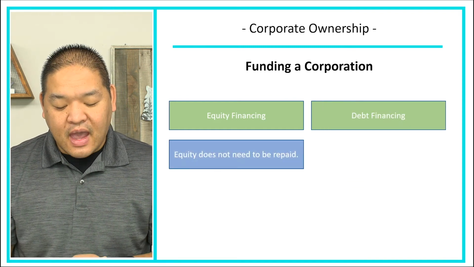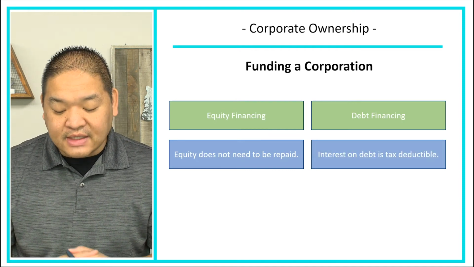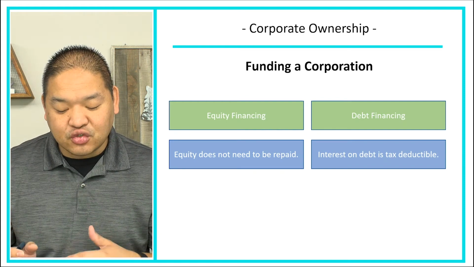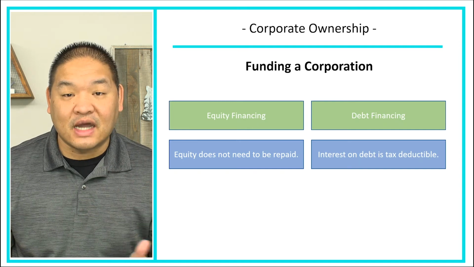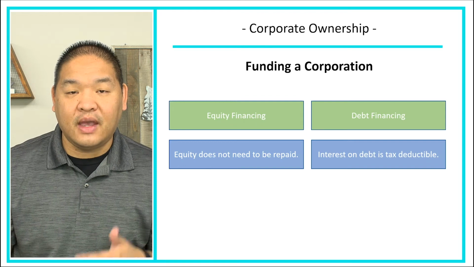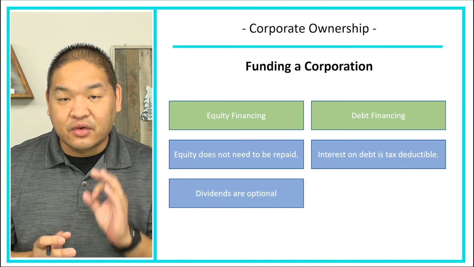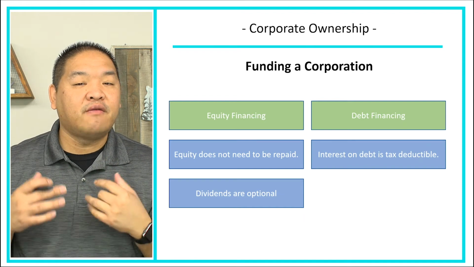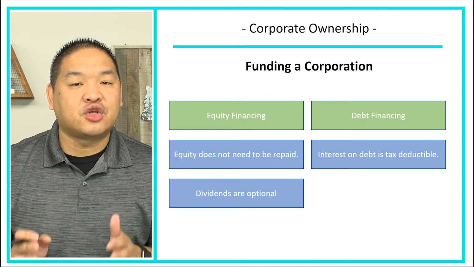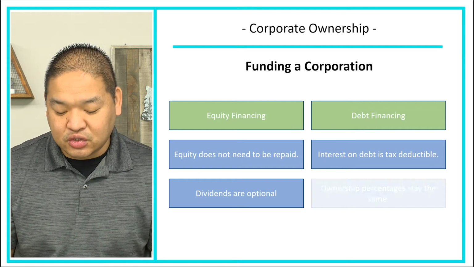So equity financing, equity doesn't need to be repaid. So that's why we call it equity rather than debt. Debt financing does need to be paid back. The thing about debt financing is that interest on the debt is tax deductible. So that's a good thing about debt financing: you can write off the interest that you pay on the loans. Now with equity financing, dividends are optional. So the great thing is that once you have the money, you don't have any obligations to pay back your shareholders, but dividends are not tax deductible, so you can't write off dividends paid to shareholders.